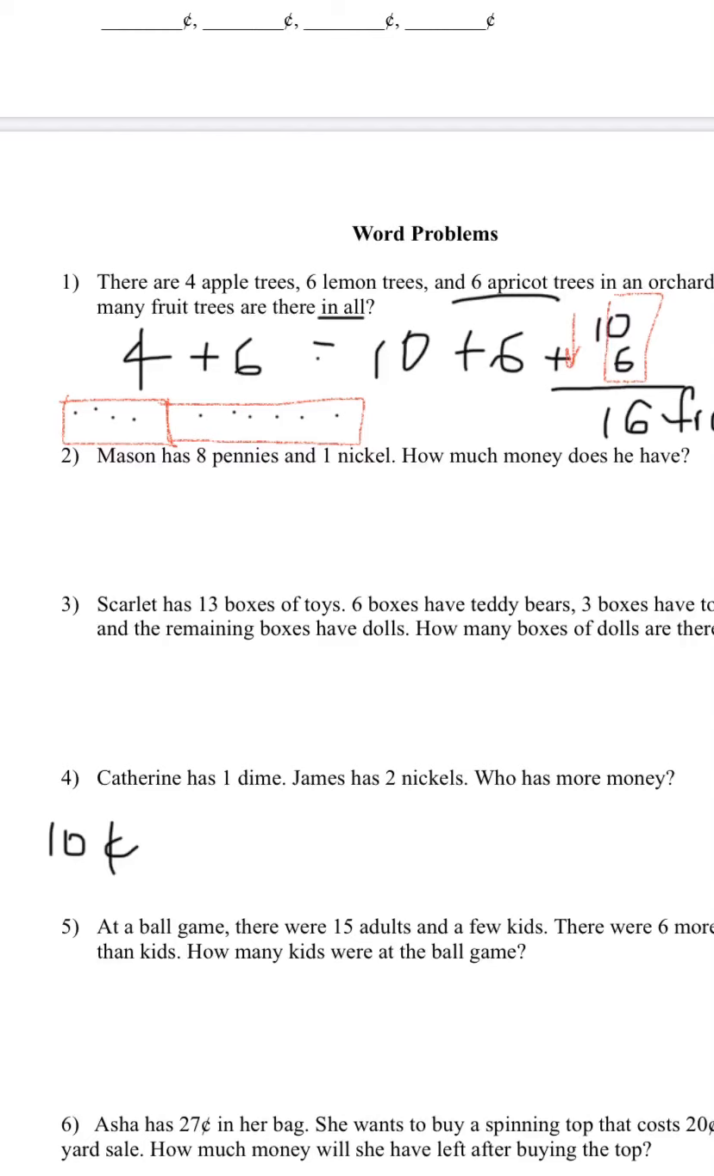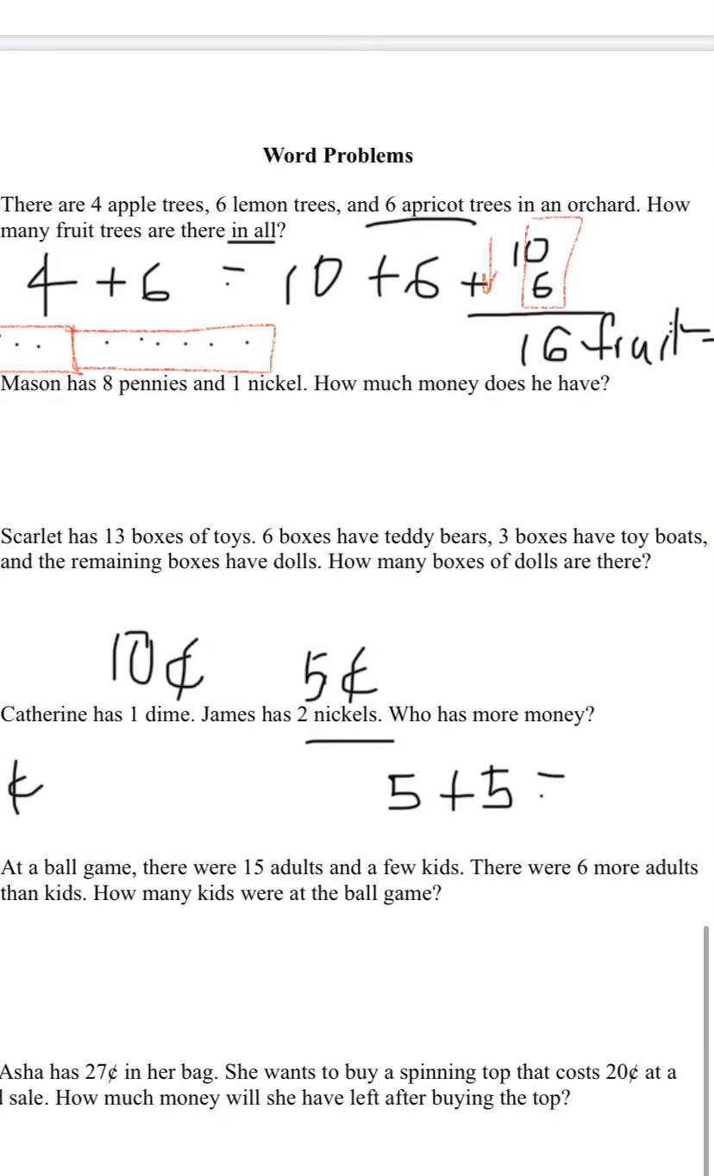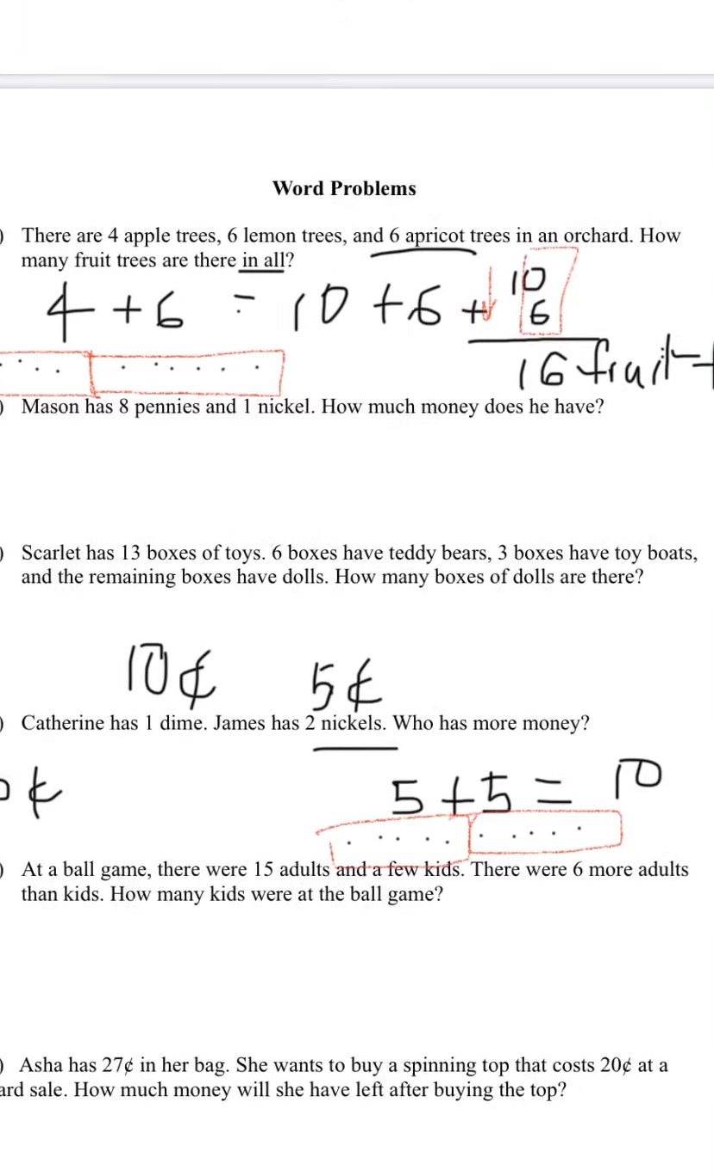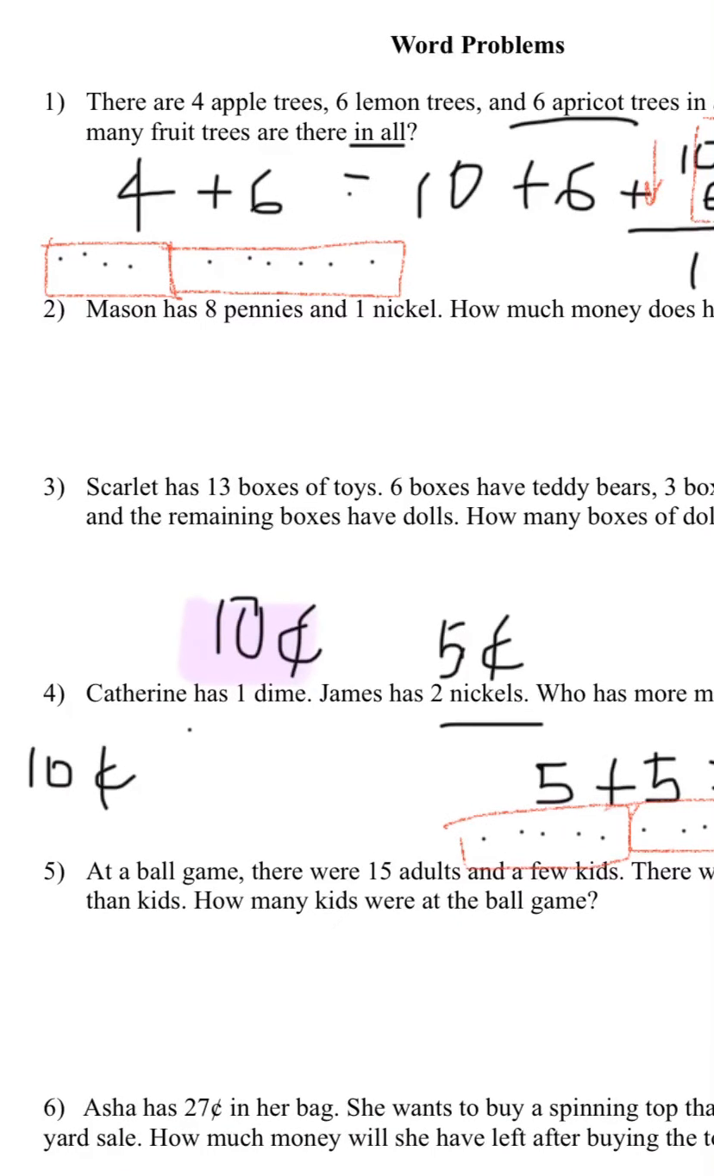So 1 nickel equals 5. Now, 10 is more than 5, but he has 2. So 5 plus 5 equals 1, 2, 3, 4, 5, 6, 7, 8, 9, 10. So it equals 10. So she has 10 and he also has 10 cents. So they have the same amount of money.